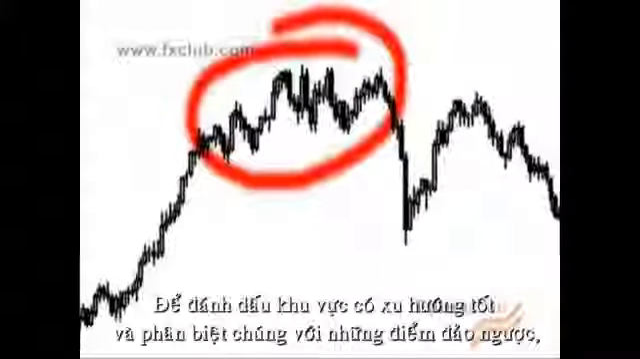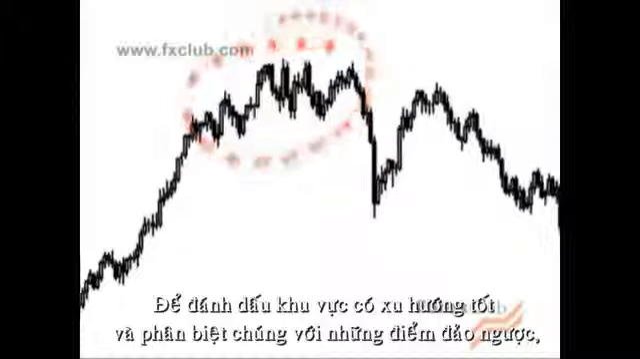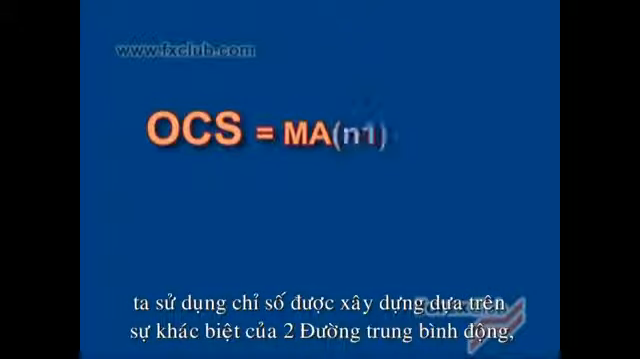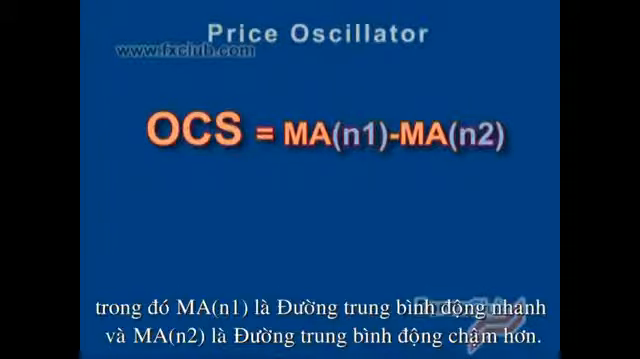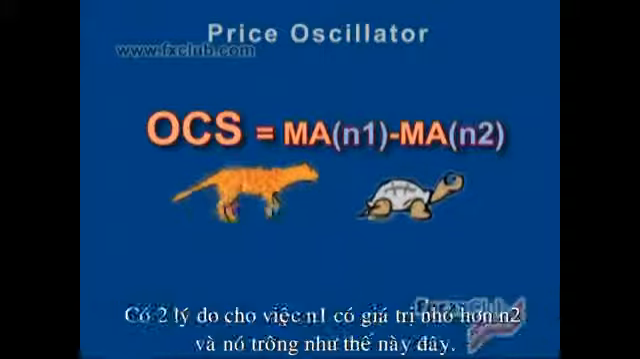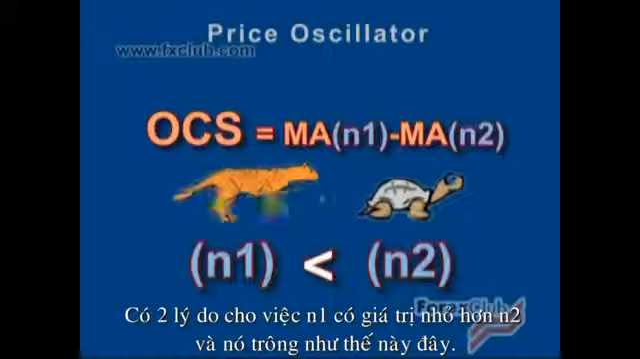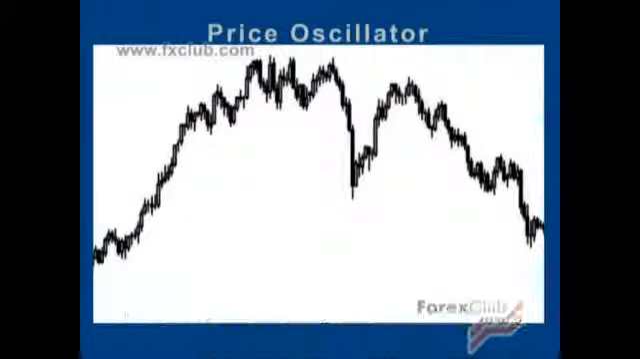But what should we do if the trend reverses or flattens into a trading range? To mark trend zones and to differentiate them from reversal points, we use an indicator which is based on the difference between two moving averages. It's called the price oscillator, where MAN1 is the faster moving average and MAN2 is the slower one. It stands to reason that N1 is less than N2, and this is what the indicator looks like.